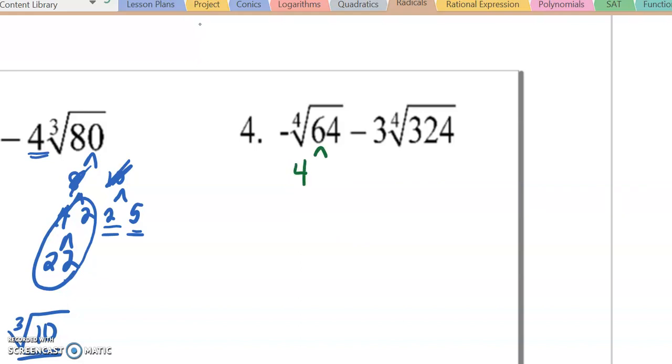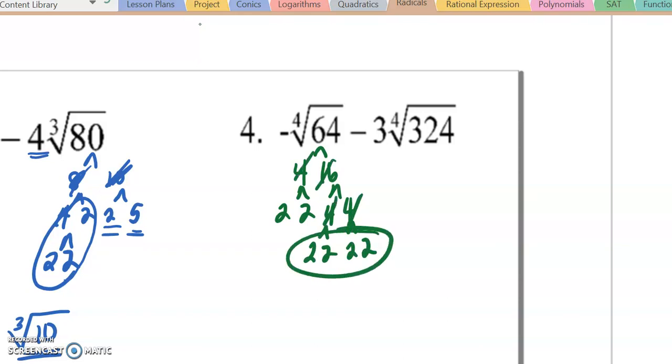So 4 and 16, now I'm going to get 2 and 2. I'm going to get 4 and 4. I'm going to get 2, 2, 2, 2, and realize that I'm looking for 4 of a kind. So these get to come out. There is a negative here, so it's -2, but then I have the fourth root of, be careful, 2 times 2 is 4.